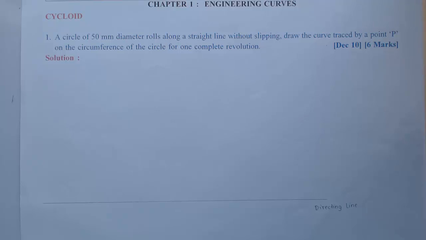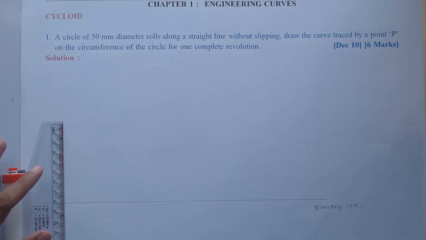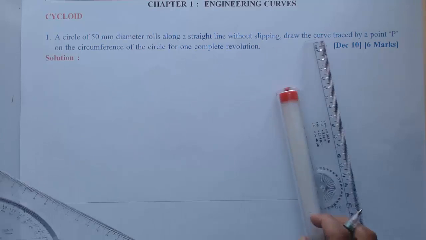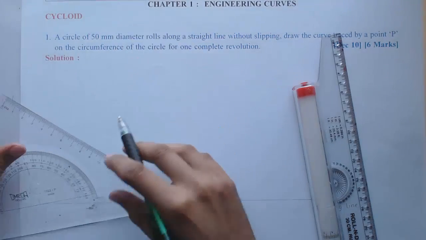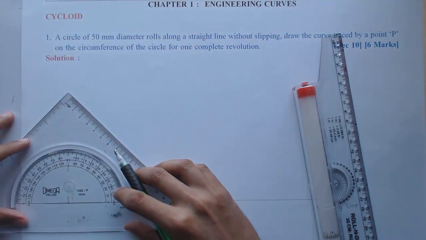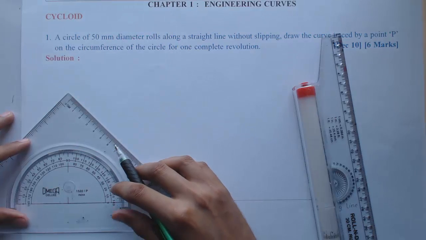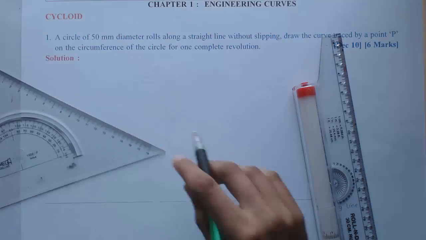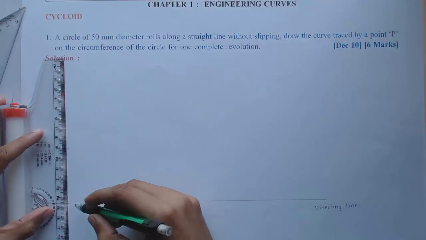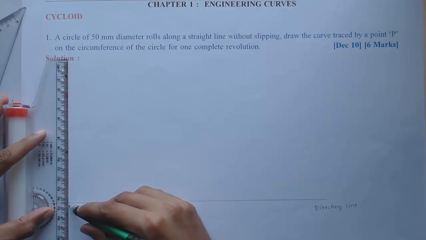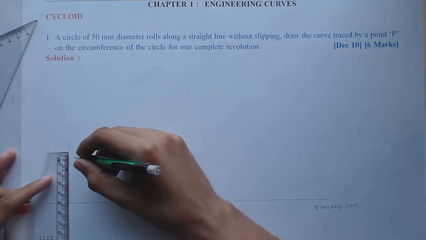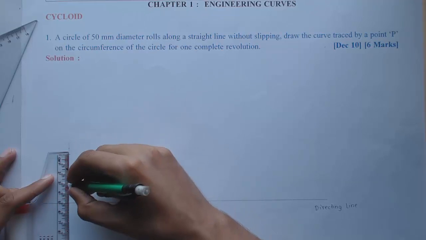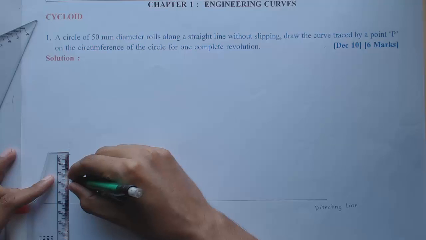For drawing the circle, initially I should draw a vertical line exactly perpendicular. So suppose I'm starting here, the diameter is given as 50 mm. So I'll mark the diameter equal to 50 mm on this line. So we are dropping a perpendicular on this line, which is the directing line, and I'll mark a distance equal to 50 mm, which is the diameter of the circle, and also I'll mark the midpoint of that, which is 25 mm.